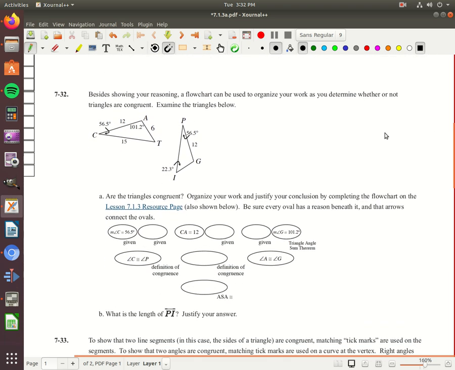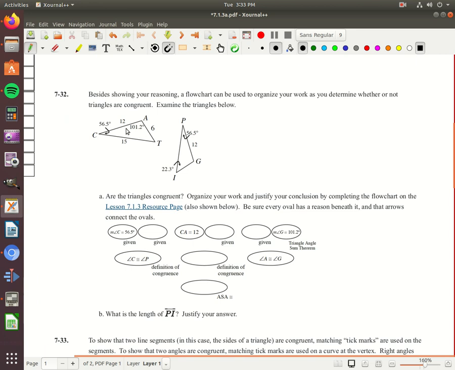So it says, besides showing your reasoning, a flowchart can be used to organize your work as you determine whether or not triangles are congruent. So let's look at these triangles. So here it looks like they may or may not be congruent. We don't necessarily know by looking at them if they are or not. So we got to kind of do a little bit of work here.